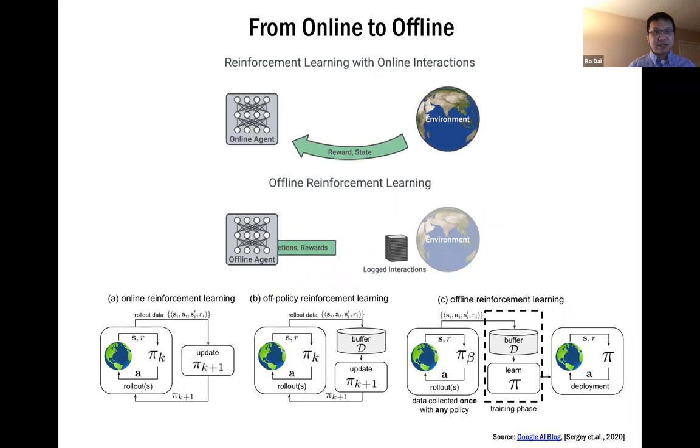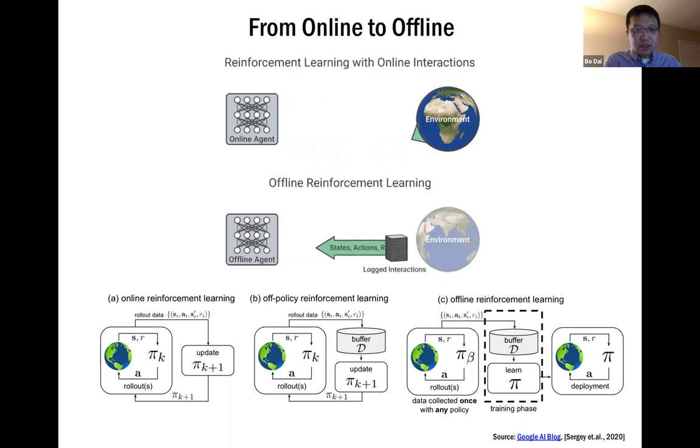reinforcement learning is categorized into three different classes. The first one is the vanilla one, which we call online reinforcement learning, where every time your current policy will interact with the environment. According to that policy, you will collect a lot of data, and then you only use the data collected in this turn to update your policy. And you iterate this procedure, and so forth. We call this online because every time you just use the data from the current policy.